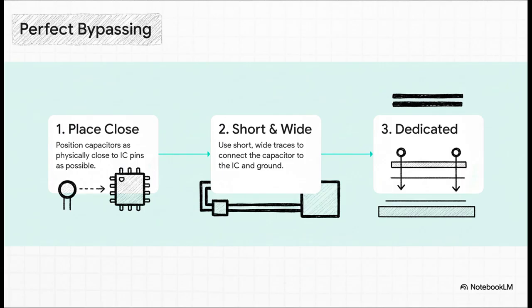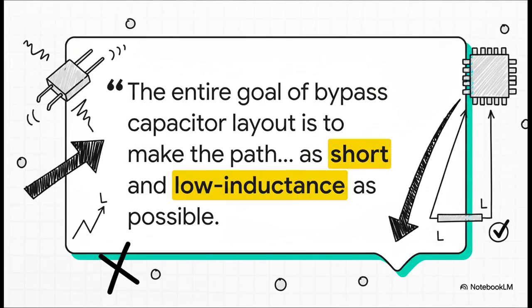And 3, give it a nice clean direct path to your main power and ground layers using these little drilled holes called vias and place them right at the capacitor's connection point. Seriously, if you remember nothing else from all this, just remember this quote. The entire game, the whole battle, is about making the path for that high-frequency current as short and as low inductance as you possibly can. That's it. That's the secret.